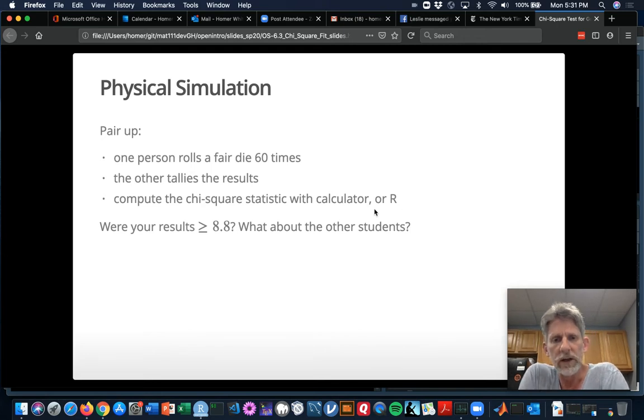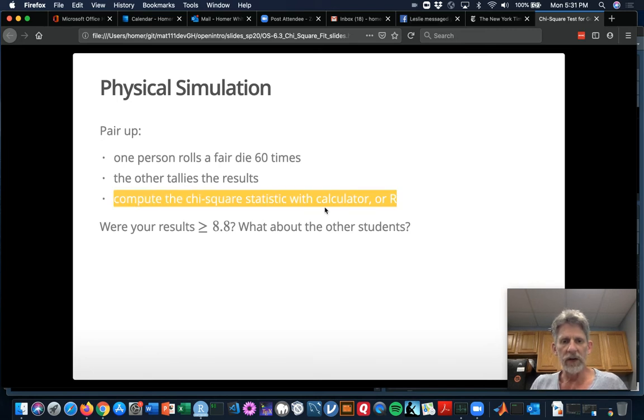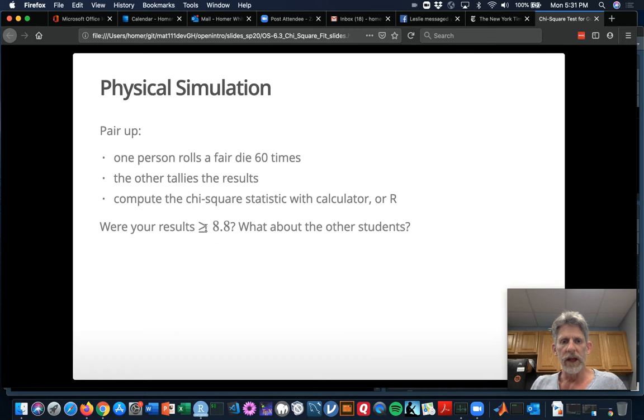So if we were in class, we would actually give this a try ourselves. We could maybe pair up and have one of you roll a die 60 times while the other one watches and tallies up the results. And then you all get a calculator or use R and compute the chi-square statistic with your tally. And then just note whether your statistic was bigger than 8.8 or not. And then we could compare all of us and have several of these chi-square statistics all done where a fair die was actually rolled. And the proportion of them that turned out bigger than 8.8 would be an estimate of the p-value.